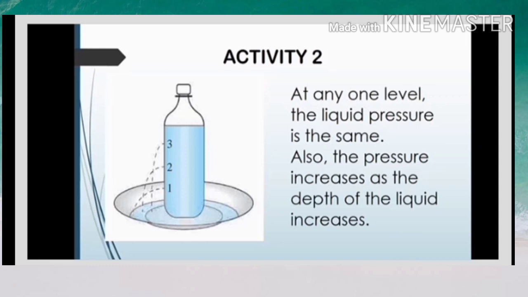So first point, the jet from the lowest hole falls farthest from the bottle. Also, jets coming out from the two holes at the same level fall at the same distance from the bottle. So what is understood from this? We can understand that at any one level the liquid pressure is the same, and also the pressure increases as the depth of the liquid increases.